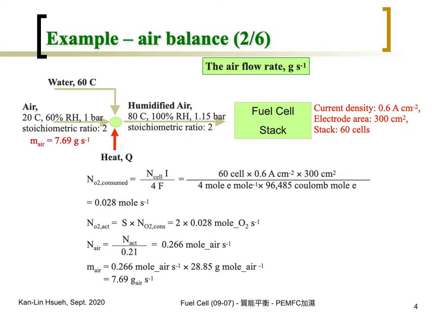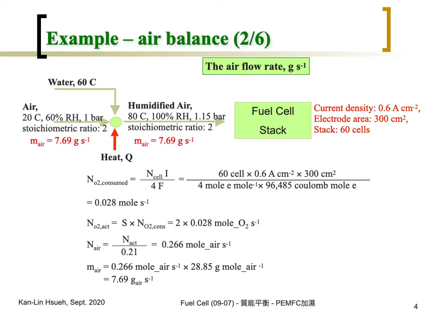This dry air contains only oxygen and nitrogen. So whatever comes in will go out during the humidification process. Only the water content in the air will change, but the dry air will not change. The mass flow rate or molar flow rate of the dry air does not change at all.